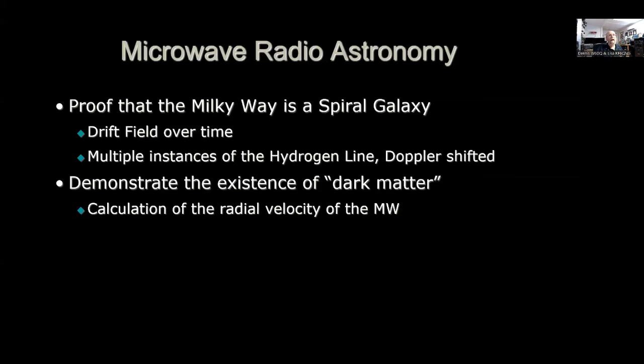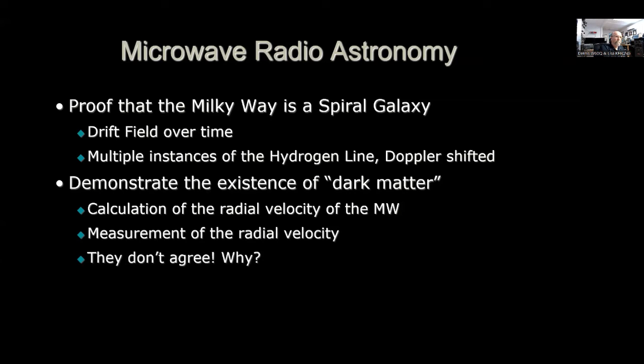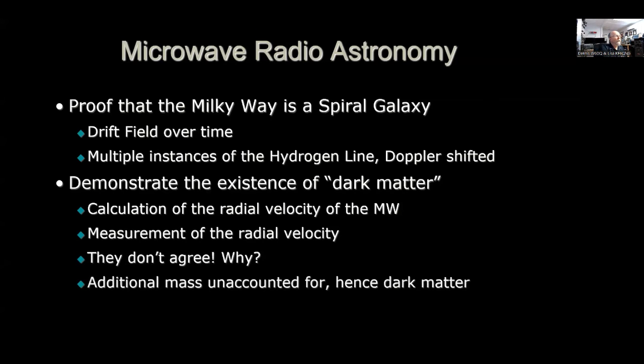We can calculate the angular velocity based on what we believe the total mass of the Milky Way is, based on our knowledge of the Milky Way. But when we actually measure it, it's a different number. And I'll show you an example of that in a minute. So we measure it, we calculate it, and they don't agree. So this is where they came up with this concept of dark matter. They can't account for that extra matter. Where is it? We can't see it. It must be dark matter.